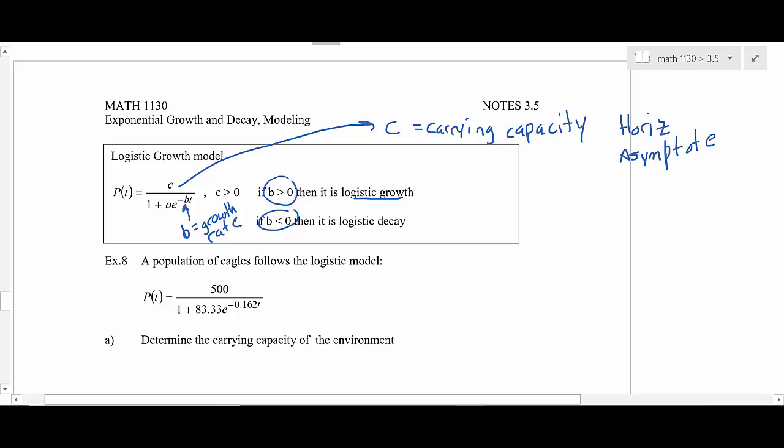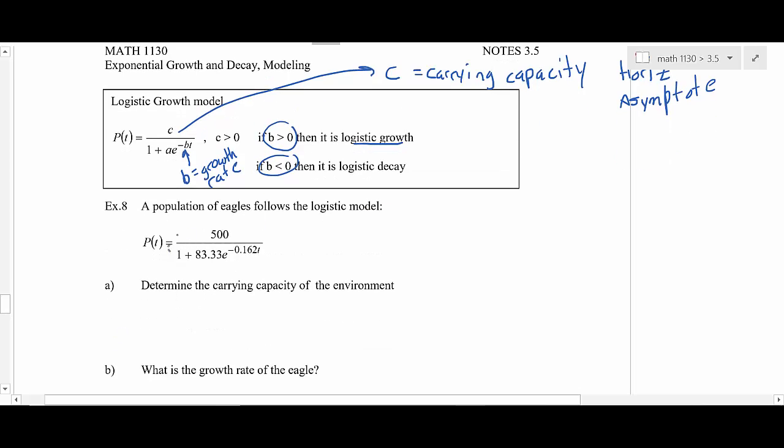Okay, so the idea with this is, like in this particular logistic model here, if this is a logistic model, the carrying capacity would be what? 500. Okay, so we just say 500 is going to be the carrying capacity on that. Okay, and what again that means is as t goes to infinity, as t gets bigger and bigger, then P of t, the function, gets closer to 500. It'll make perfectly good sense once we do a graph.